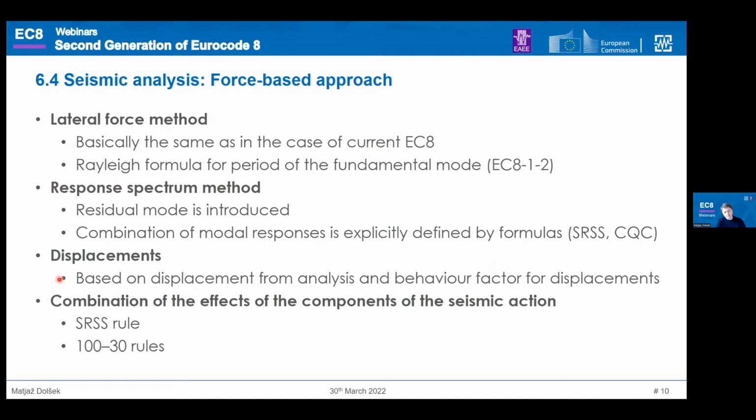Then for the displacement, it is described that displacement can be based on the analysis but multiplied by the behavior factor for the displacement, which is similar to the current code. The combination of the effects of the components of the seismic action is still the same as in the current code. So we can use the SRSS rule or the so-called 30% rule, which means that we consider 100% of the action in one direction, 30% in the other direction, and 30% in the third direction if we also use the vertical component of the seismic action.